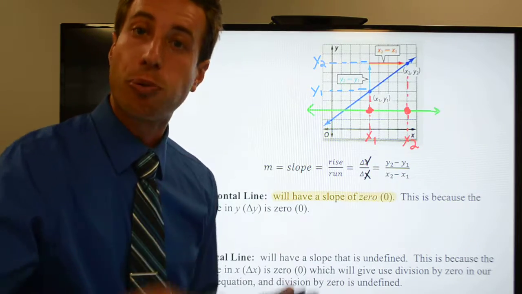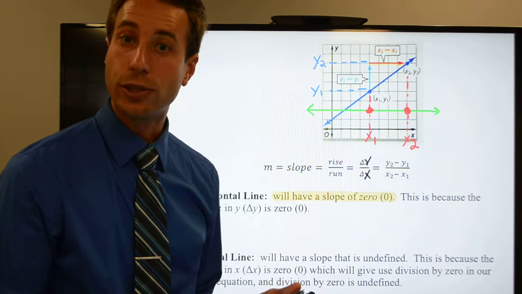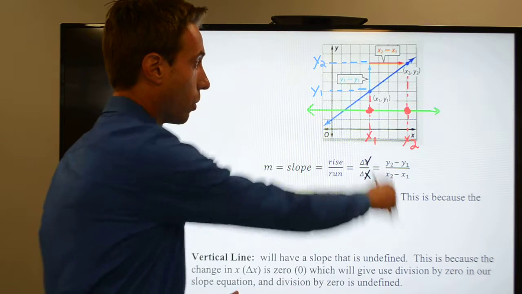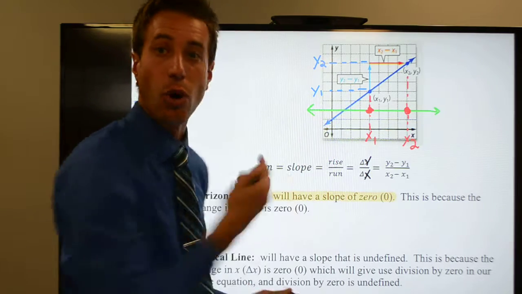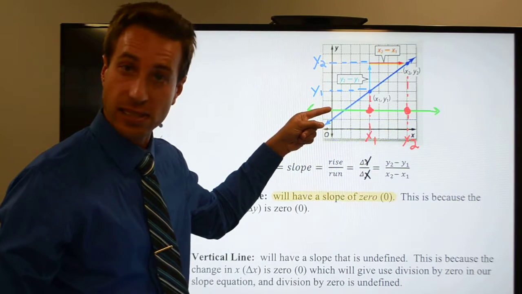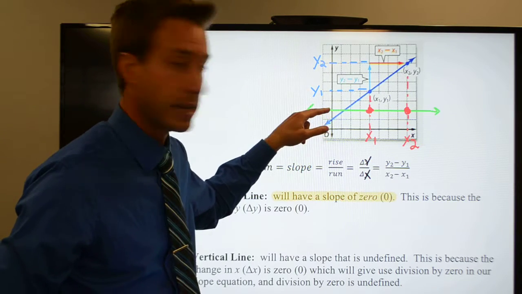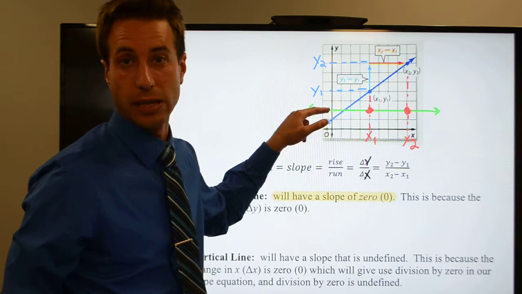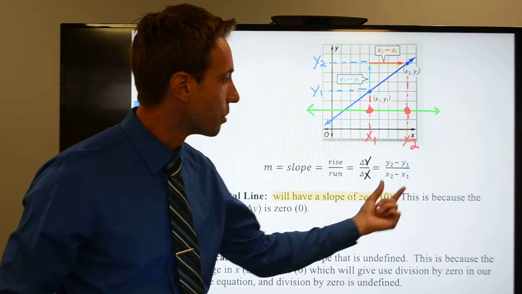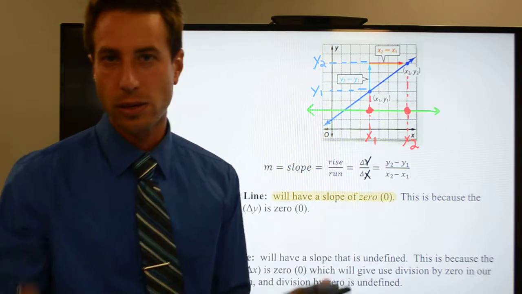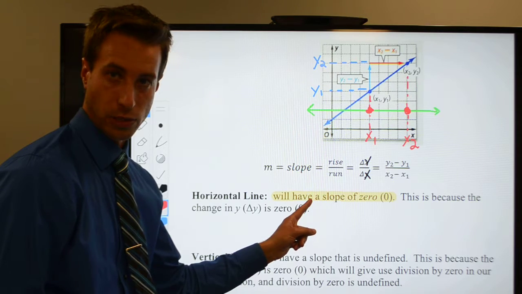The problem is when I have a horizontal line, y2 and y1 are the exact same value. On the y-axis, it's the same thing. Any number minus itself, in this case it would be 2, so I'd have 2 minus 2, which is 0. Well, what I'm doing is I'm taking 0 divided by whatever that distance is. 0 divided by anything is 0, and that's why a horizontal line will always have a slope of 0.